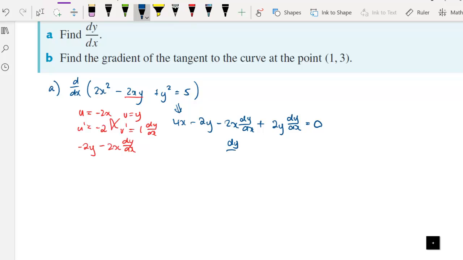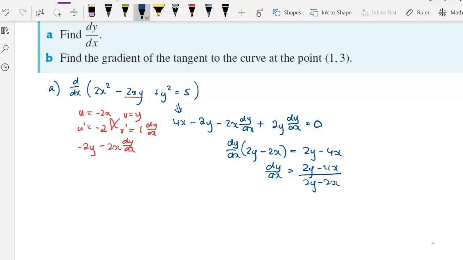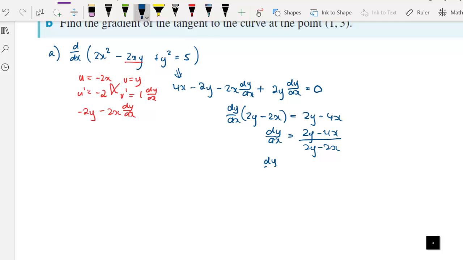Common factor with dy/dx is 2y and negative 2x. And we can add 2y to both sides and subtract 4x to both sides and divide by the bracket 2y take 2x to isolate dy/dx. So we have 2y subtract 4x over 2y subtract 2x. Common factor of 2 in the numerator and denominator, so we can now say dy/dx is equal to y take 2x over y take x. Okay, so that's nice and simple.